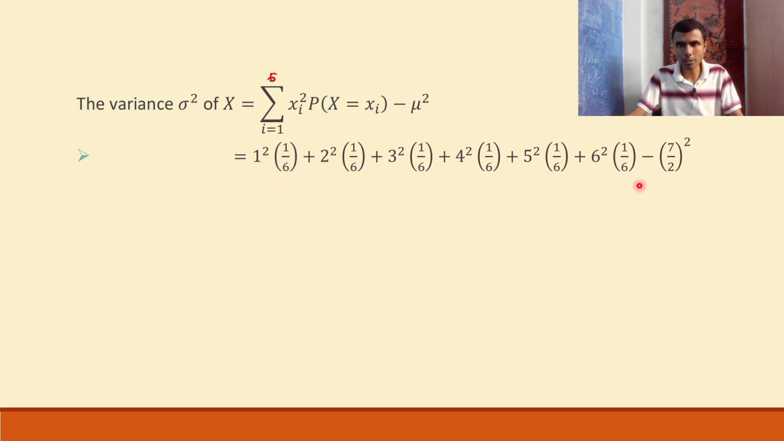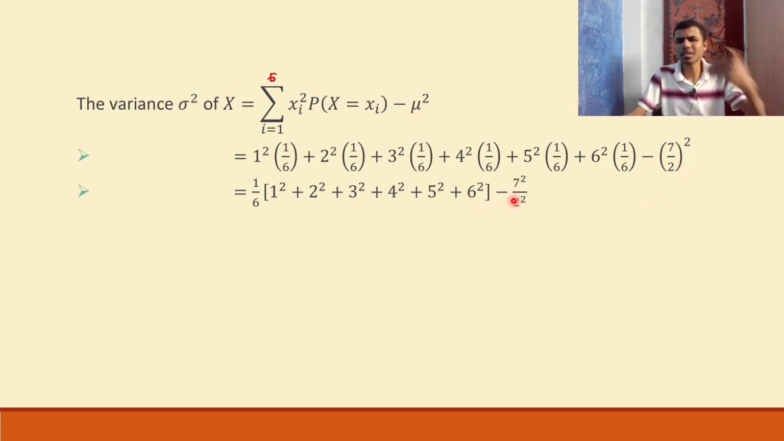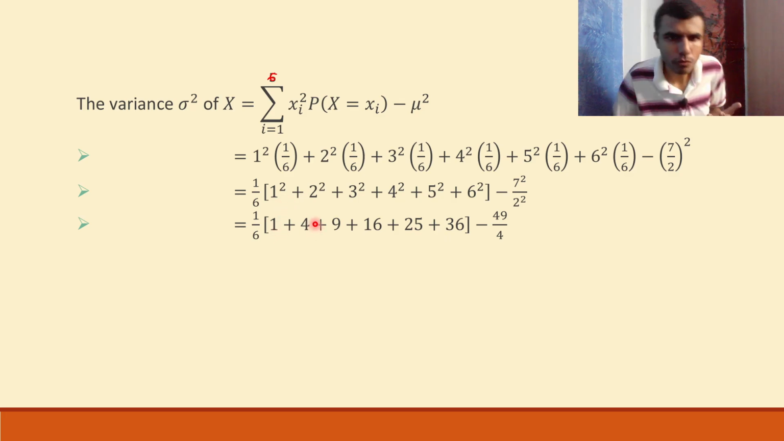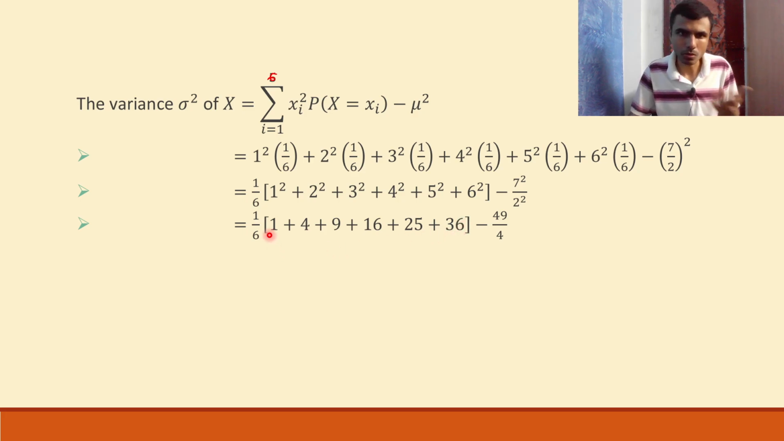Now 1 by 6 you can take common in the 6 terms. So 1 by 6 into 1 square plus 2 square plus 3 square plus 4 square plus 5 square plus 6 square, minus 7 by 2 whole square, which is 7 square by 2 square. Fine. Now just expand the squares: 1 plus 4, 9, 16, 25, 36. Let's add up. 1 plus 4 is 5, 5 plus 9 is 14, 14 plus 16 is 30, 30 plus 25 is 55, 55 plus 36 is 91. So 91 by 6 minus 49 by 4. This is what we have.